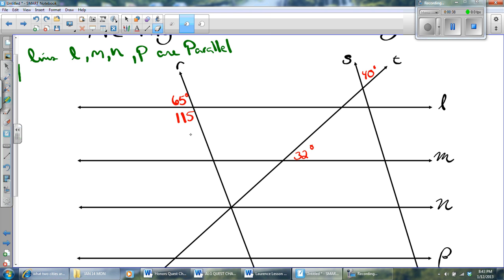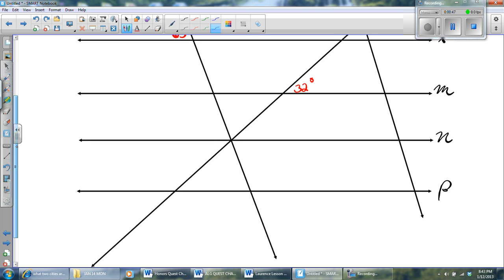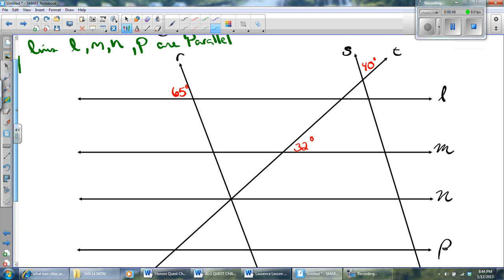Oops, I wanted to get rid of that 115 there. I don't want that in there yet. We're going to find it in a minute. What I'm going to do is figure out every single angle in this diagram by using my alternate interior angles, corresponding angles, supplementary angles, things like that.